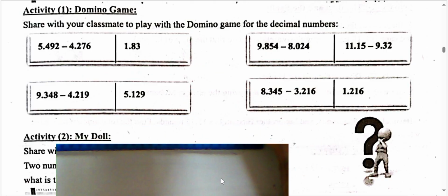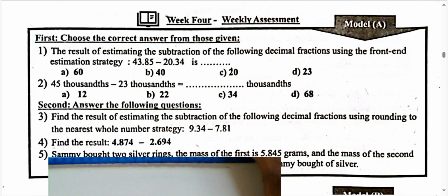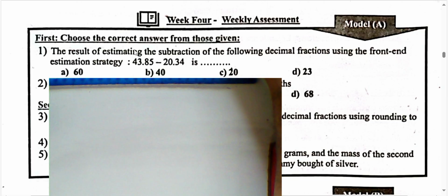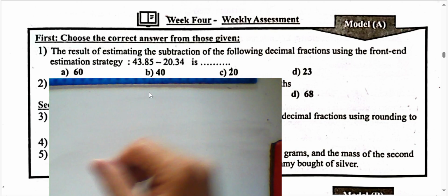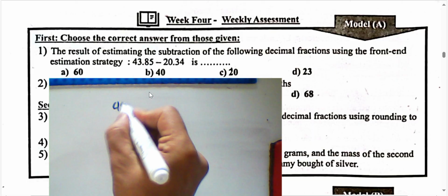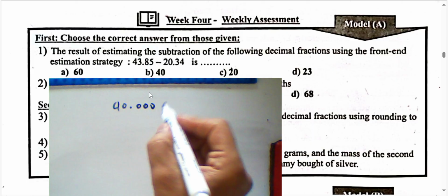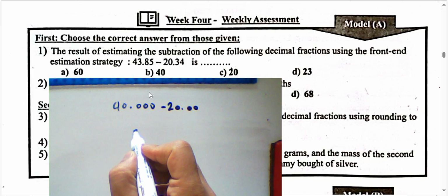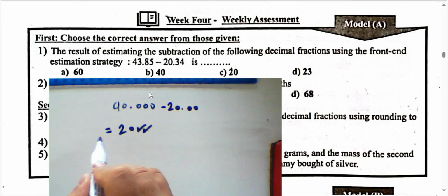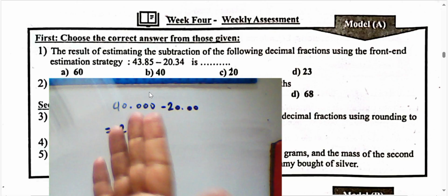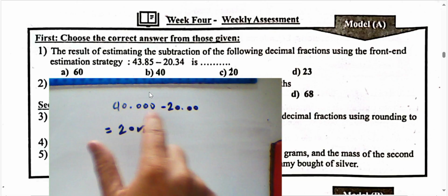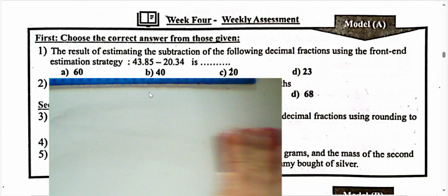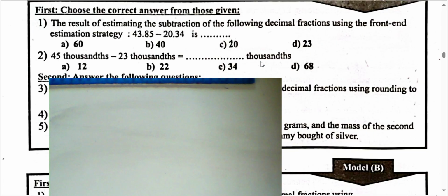Look with me at this example. Look at weekly assessment model A. The result of estimating the subtraction of the following decimal fractions using the front-end strategy. He asked about the front-end strategy. Write 4 and 0 and all digits 0. It will be 40, subtracted by 20. Then the difference between them equals 20. He used here the front-end strategy: write each digit from the left-hand side and convert all other digits to zeros. Okay, the answer will be 20. Choose letter C.